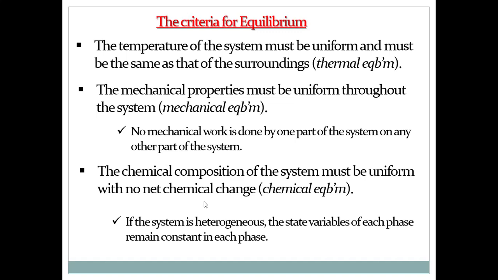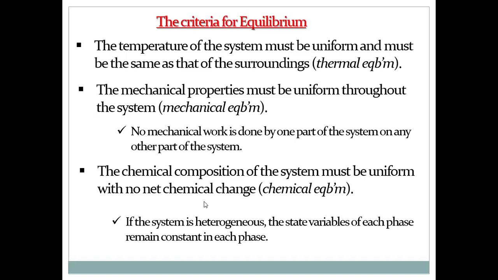The criteria for equilibrium. The temperature of a system must be uniform and must be the same as that of the surrounding. That's one, thermal equilibrium. The mechanical properties must be uniform throughout the system. That's mechanical equilibrium. No mechanical work is done by one part of a system on any other part of the system.